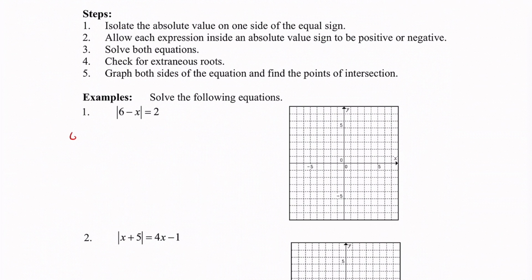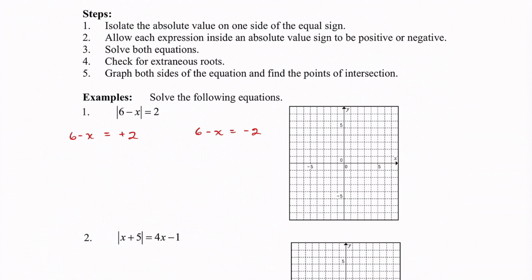So I'm going to write 6 minus x with no absolute value sign. It's now gone. It's going to equal a positive 2. And then I'm also going to have 6 minus x, and this is going to equal a negative 2. And then these two equations I'm going to start to solve. So isolate and get the x by itself.